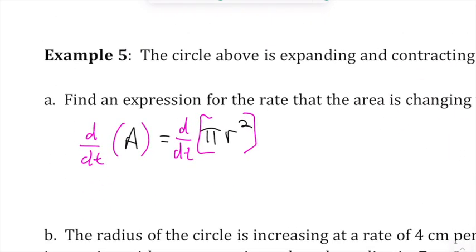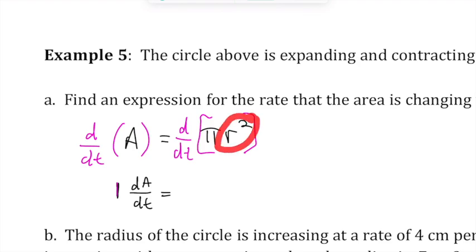Okay, so if I take this derivative, the derivative of A is just 1. But since it's the derivative of area with respect to time, we're going to call it dA/dt. And then on the right side, remember pi is just a constant. It's a number, so we just ignore it.